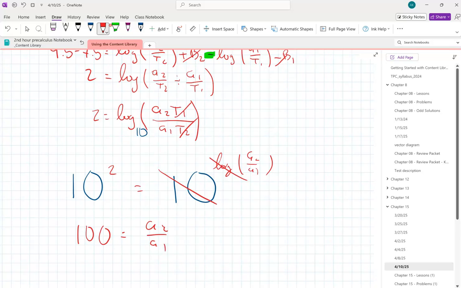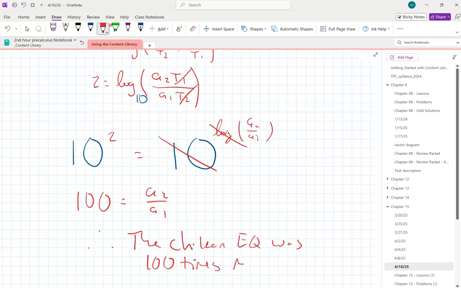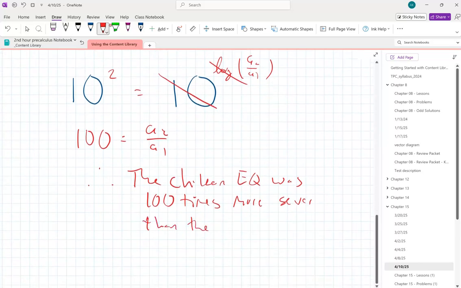So that I have the ratio of A2 to A1 is 100. So what that's saying is the Chilean earthquake was 100 times more severe than the San Francisco earthquake. Ooh, that's bad.